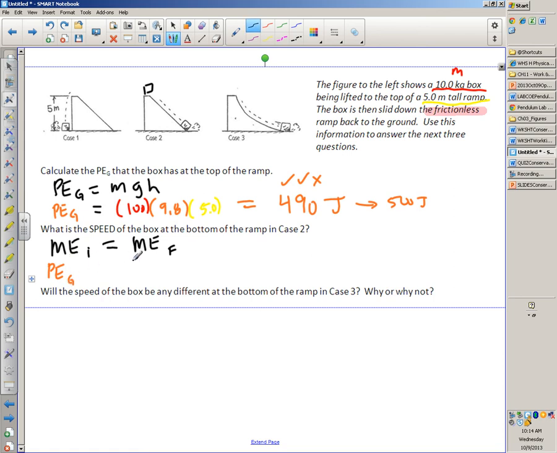So now we've talked about the idea that as it slides down the ramp, what starts happening to the potential energy? It decreases, but as it's decreasing, kinetic is increasing.